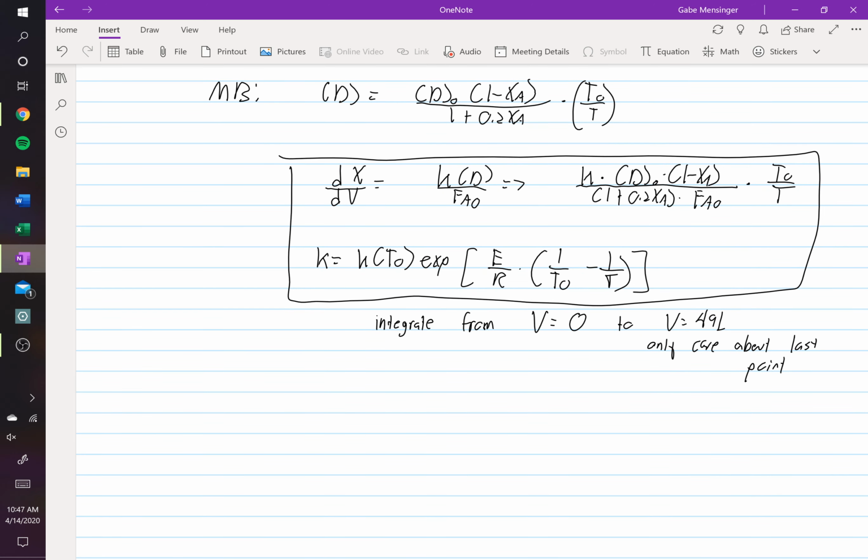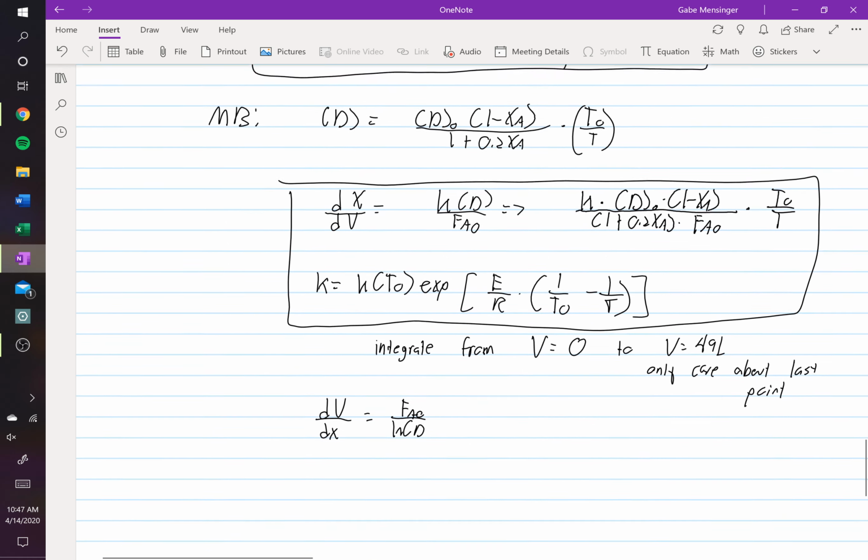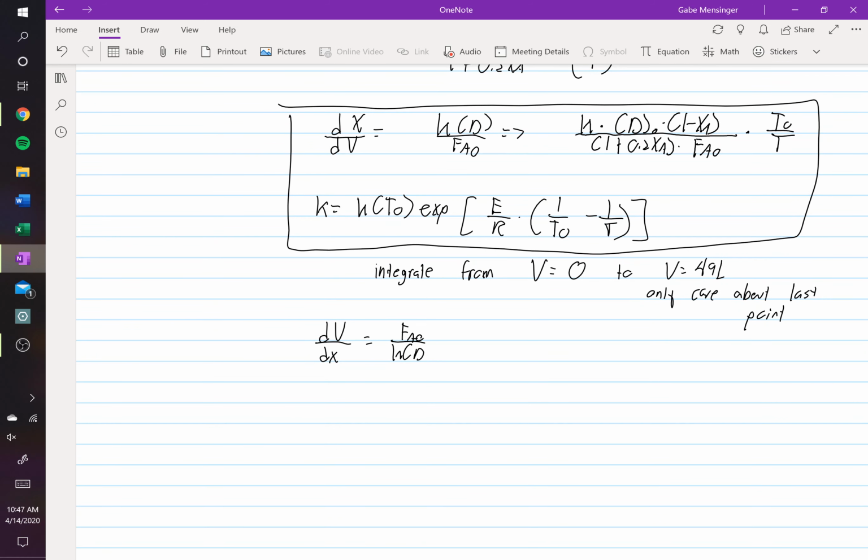In order to do that, you're just going to flip everything. So we want volume as a function of dx, which is going to be equal to FA naught over K times the concentration of D. So you're going to flip all this stuff over here. So yeah, you're going to flip all that stuff there in order to get it to match down here. K is still the same. T will still be the same. They're just now in different places.